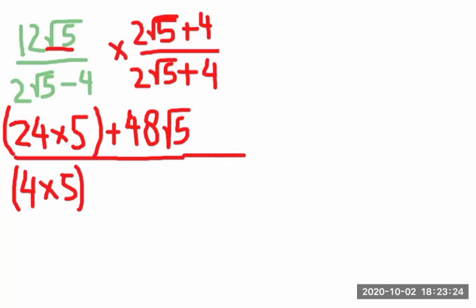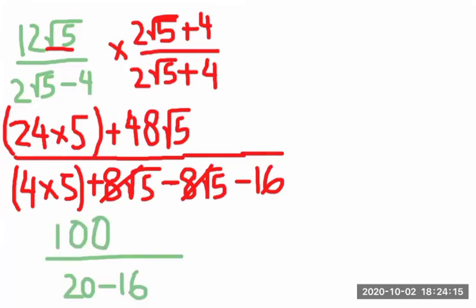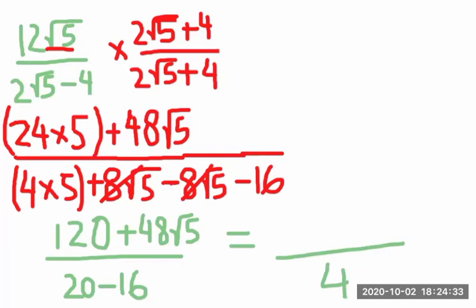Then multiply the 4 with 2 under root 5, so that becomes 8 under root 5. Then multiply the 2 under root 5 with the negative 4, so that becomes minus 8 under root 5. Then multiply the 4 with the negative 4, that becomes minus 16. Cancel this, plus and minus the same values, cancel. What is 24 into 5? 120. Plus 48 under root 5.